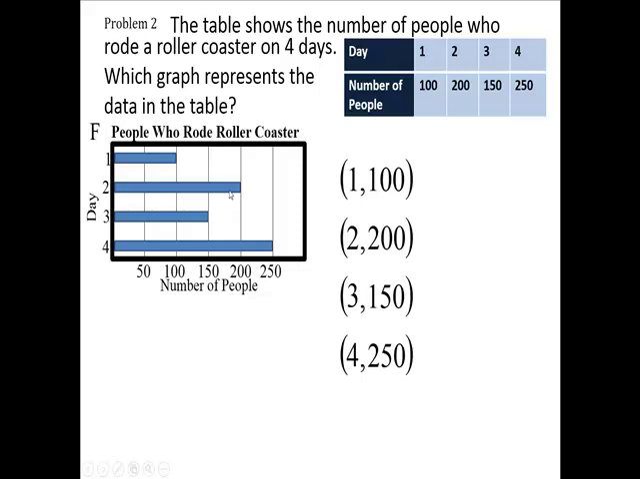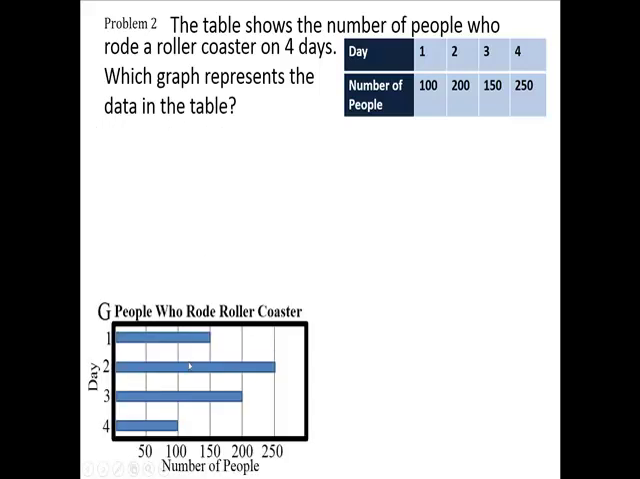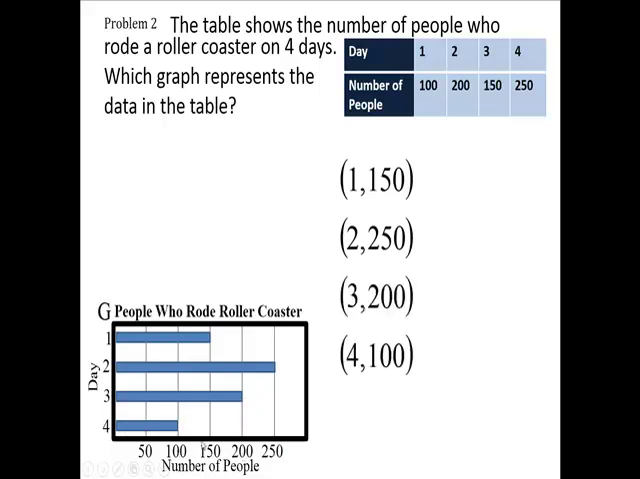So let's look at answer G and find out what's wrong. Day 1 goes down to what? Day 2, what do you see here? Day 3, 200. Day 4, 100. So right here, this is wrong. Day 1, 100. Day 1, 150. Forget this one.